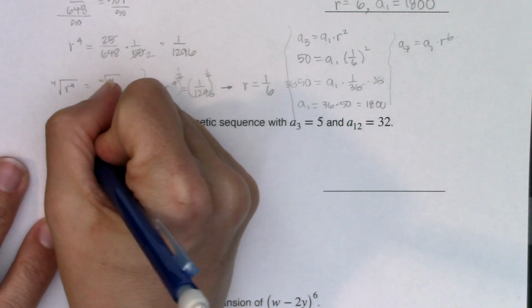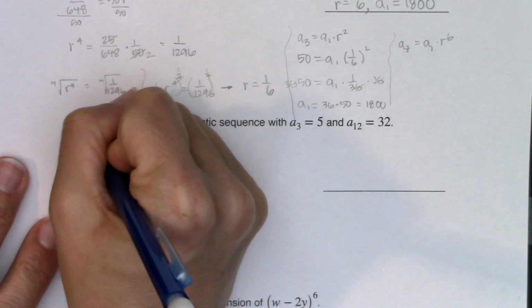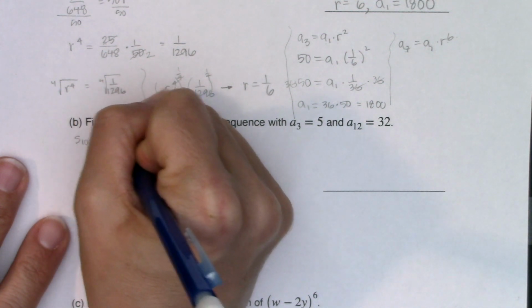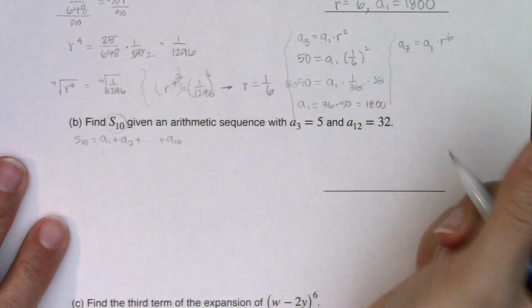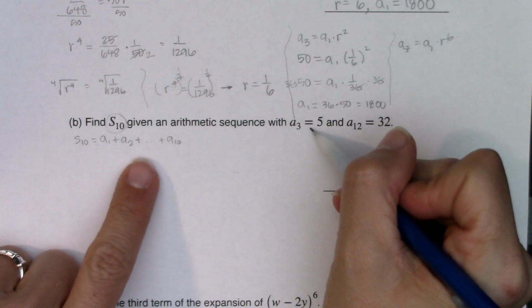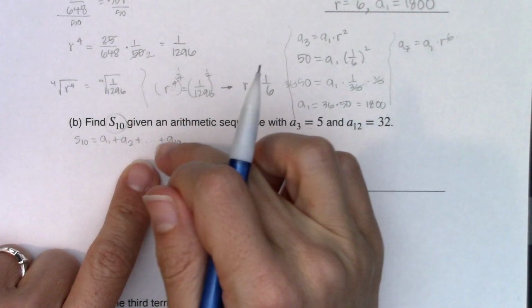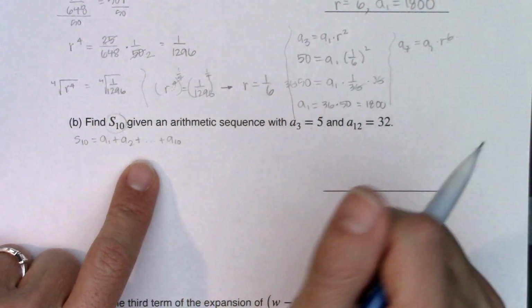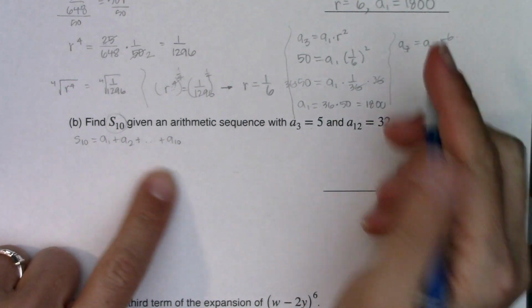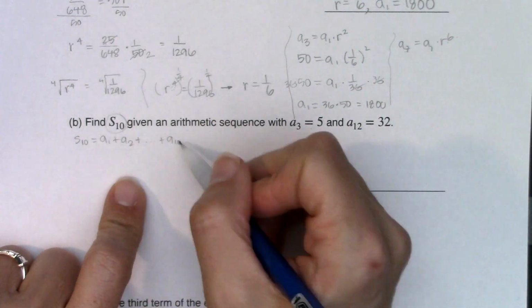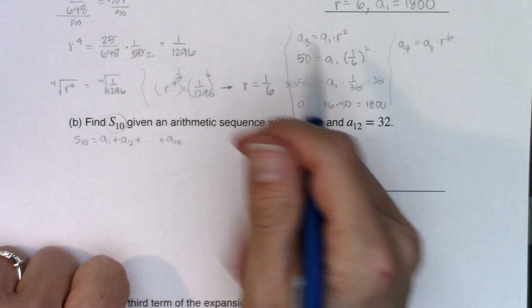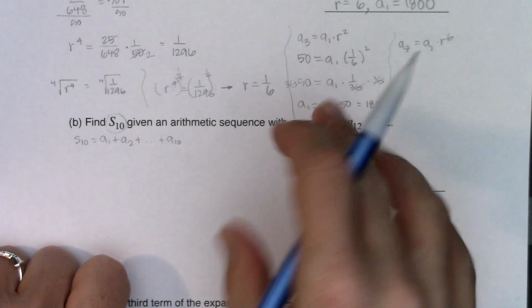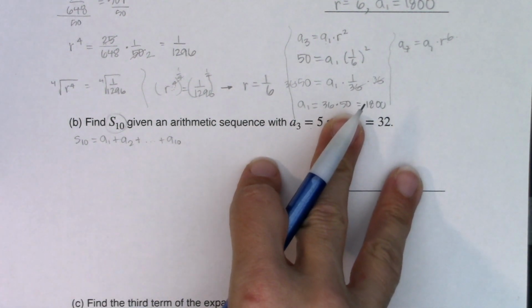What I really want to do, S sub 10, and we're going to use a formula for this, but if I didn't have a formula, S sub 10 is a sub 1 plus a sub 2 plus a sub 3 all the way up to a sub 10. I mean, I know what a sub 3 is, but I don't know what a 1, 2, 4, 5, 6, 7, 8, 9, 10 are. But I can find them, and I'm not even going to use this longhand for S sub 10. I'm going to use a different formula. There's lots of formulas. I would recommend you have them on your cheat sheet.